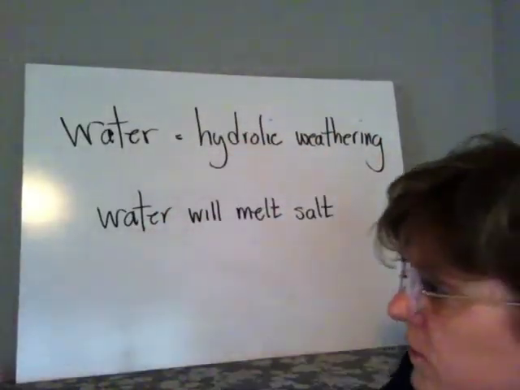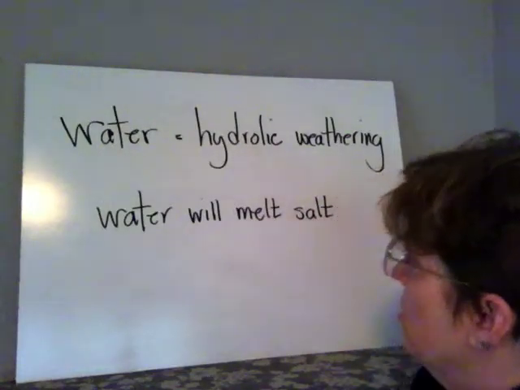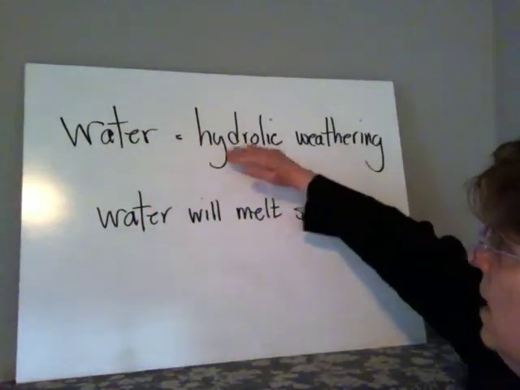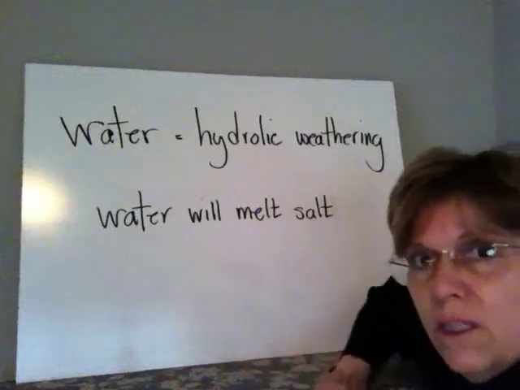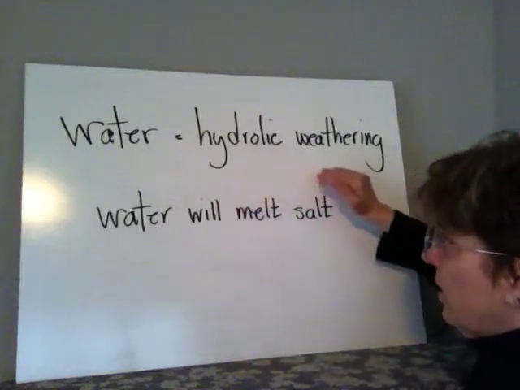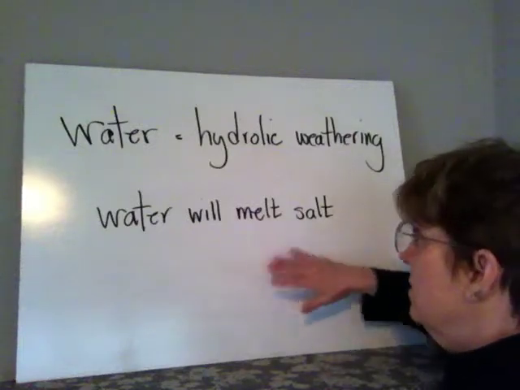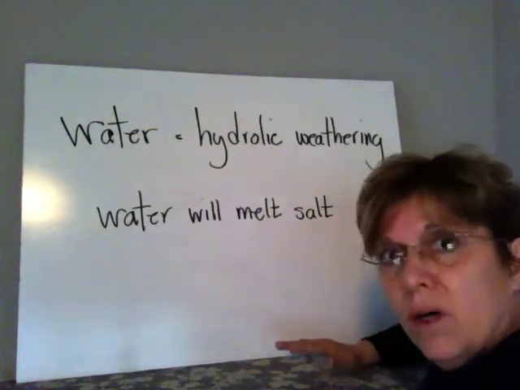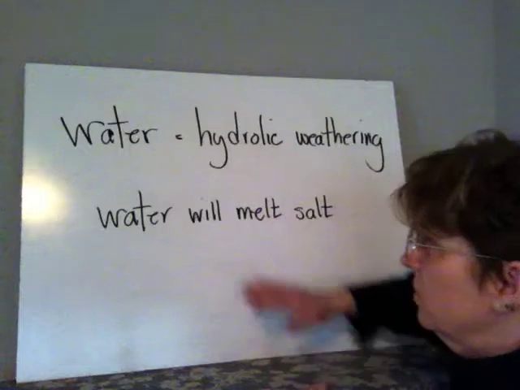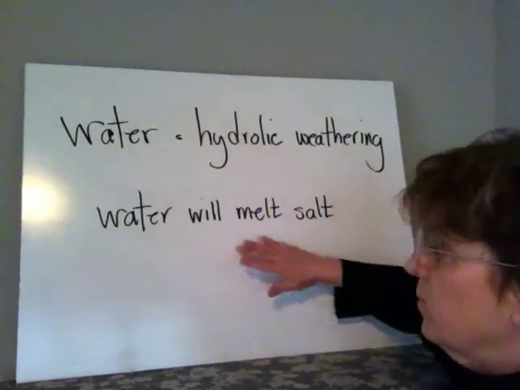So we have water, which is called hydraulic weathering. Hydro is always the prefix for something that relates to water. So we have hydraulic weathering. An example of this would be water making salt melt. So melting salt will change the chemical composition of salt. So this is water causing that type of weathering on salt.